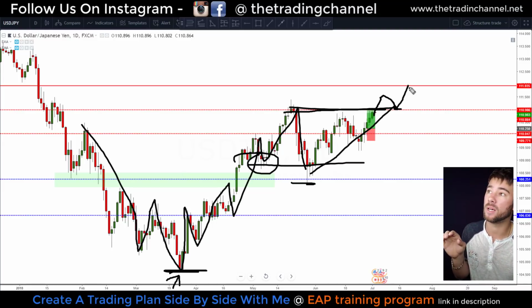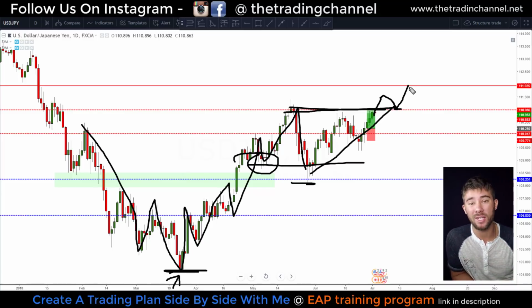If not, if we break above this level, we're waiting for a pullback to it. That breakout provides us with good trend continuation possibilities. That's what we'll be looking for here on the dollar yen.